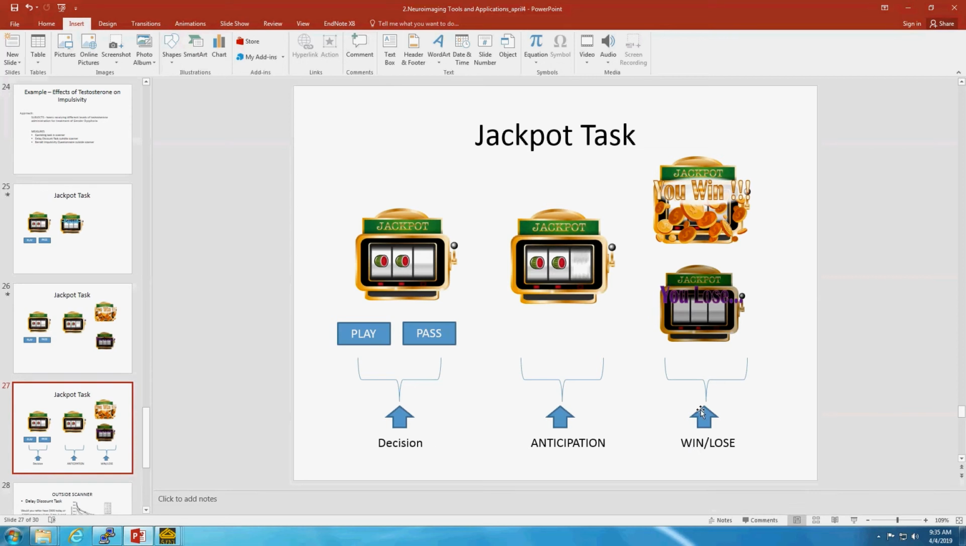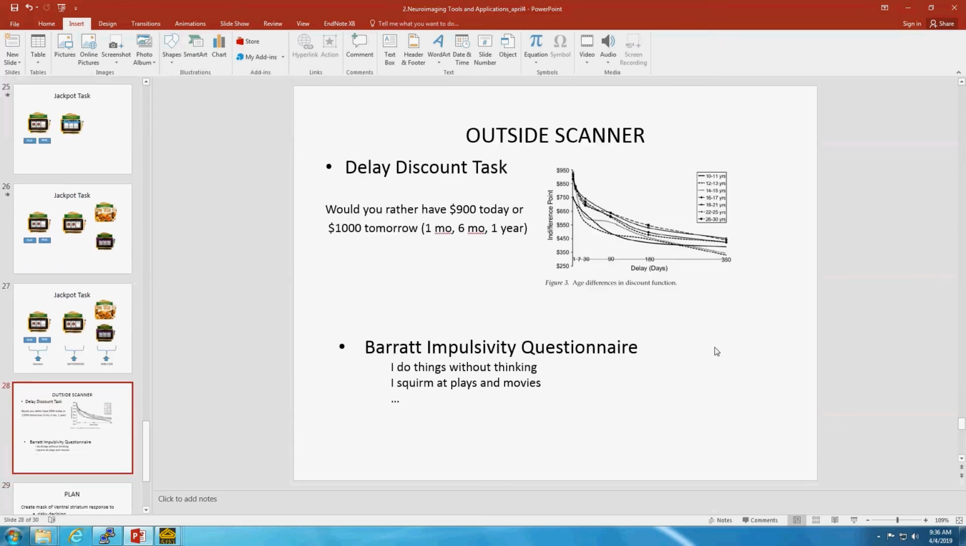And there are 3 events that we're modeling. One is when they're making their decision. So do I jump off the cliff or not? Do I play this game or not? And the second is after they've made their decision, there's now this period of time of wondering what's going to happen, the anticipation period, and then the outcome of whether they win or they lose. So this happens again and again, and we get their brain response to this. And there are 2 things that we did outside the scanner.